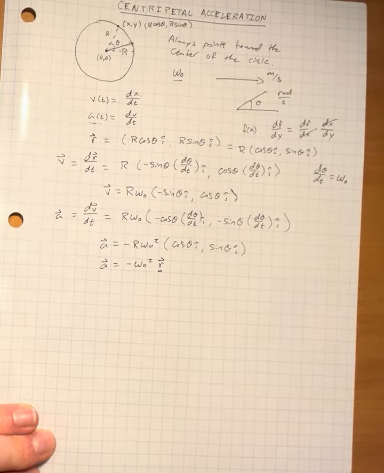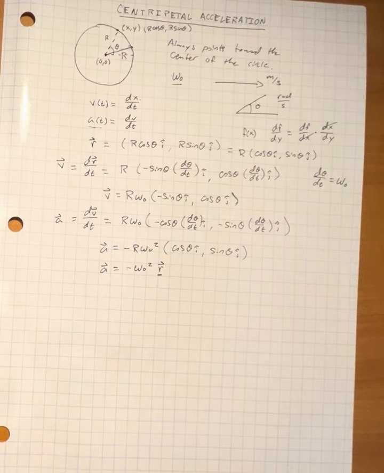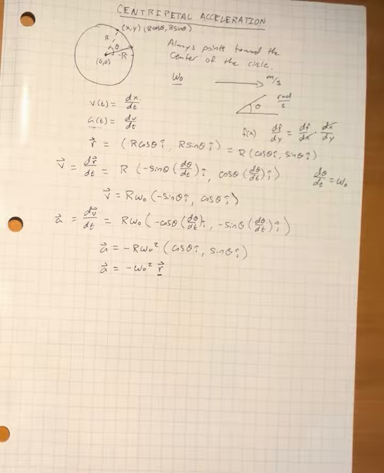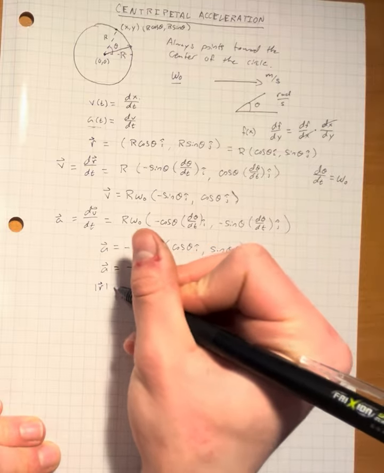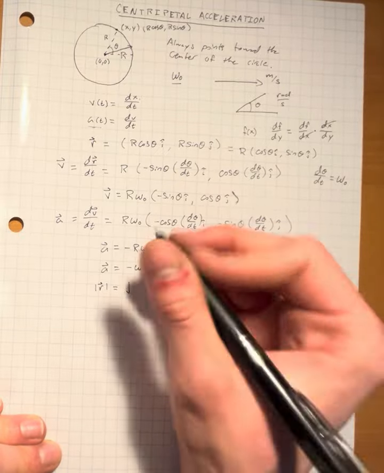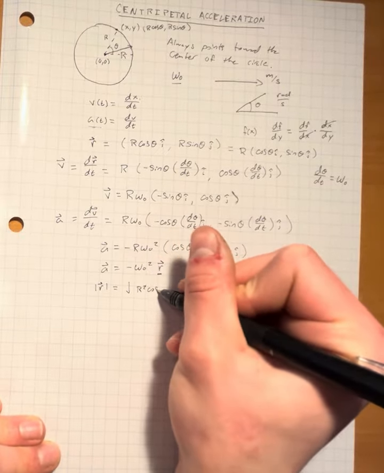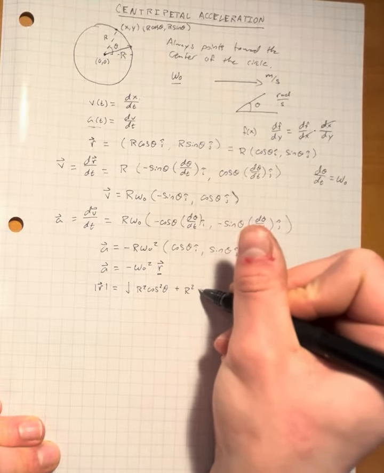But we can also do it mathematically. So the magnitude of a vector, that's just the Pythagorean theorem. It's the x component squared plus the y component squared all under a square root. So we can say that the magnitude of r is equal to the square root of the x component, which is r squared cosine squared theta, plus the y component, which is r squared sine squared theta.